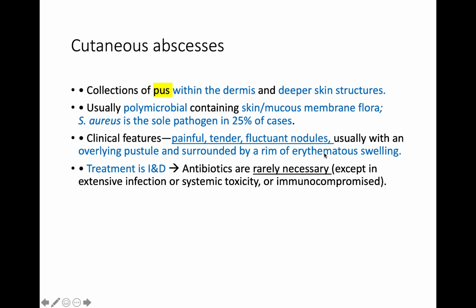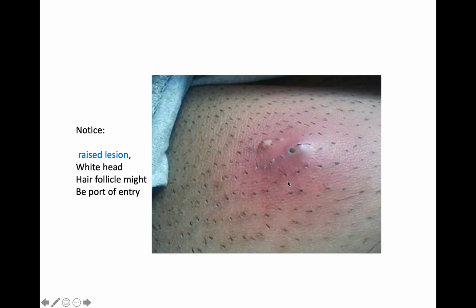What things are fixed? The most worrying thing that can be fixed, and what would that be? Yeah, for example lymph nodes or cancer cells. This is what you worry about, that they might be fixed and non-fluctuant, they don't move. Usually with an overlying pustule, which we called the head, and is surrounded by a rim of erythematous swelling. Treatment is a definitive treatment is the drainage, and then antibiotics are rarely necessary.